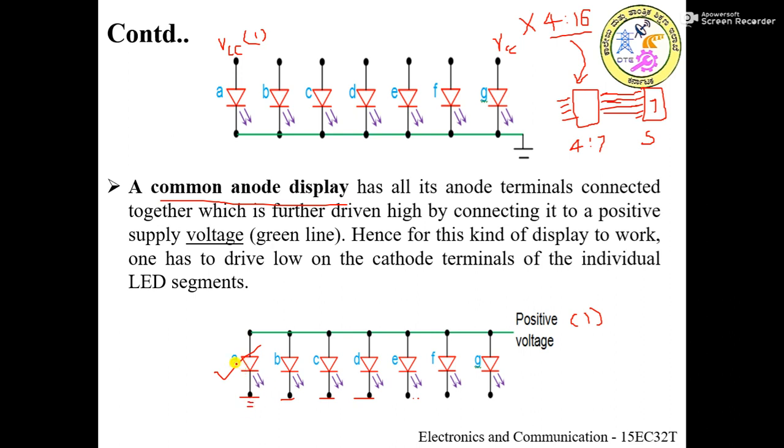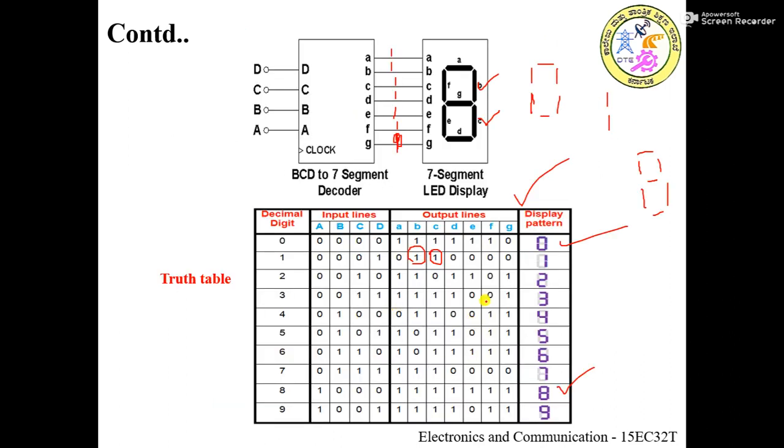So let's say he wants to glow 0, he wants to glow only a first LED, that is A andaga, only logic 0 has to be sent on the line A, and on all other lines he is supposed to send a logic 1. Exactly the reverse way of what we have written in the truth table. All 0s should be replaced with 1s and all 1s should be replaced with 0s if it is a common anode display. ನಾನು ಇಲ್ಲಿ ಬರೆದಿರೋದು truth table, this is for a common cathode display.